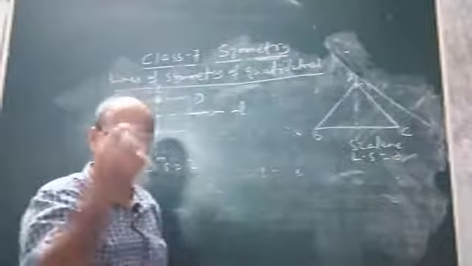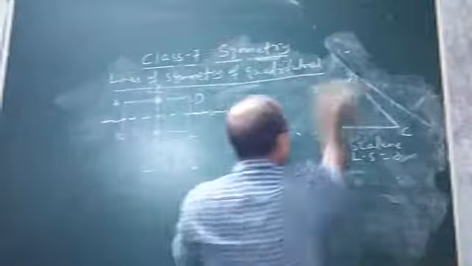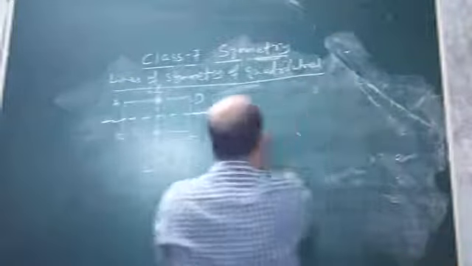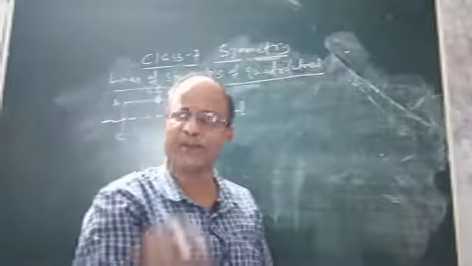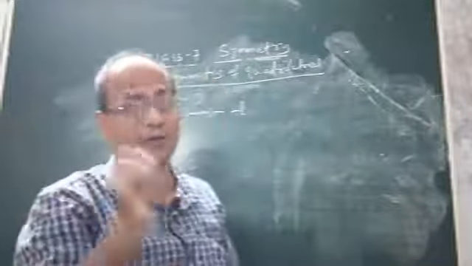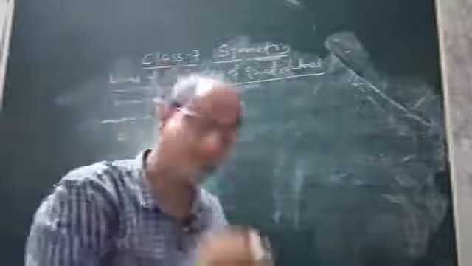Now let us discuss the rhombus. See children, we do not yet know what a rhombus is. A rhombus is also a quadrilateral. We know what a square is. In a square, all four sides are equal and each angle is 90 degrees. But the rhombus we do not know. What is a rhombus? A rhombus is again a quadrilateral.